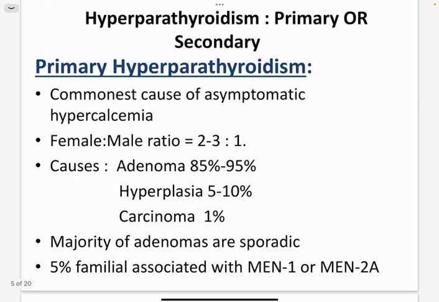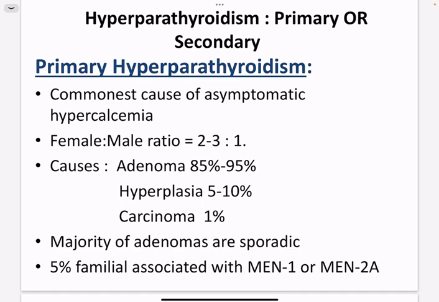رح نحكي عنهم in details. The second most common is hyperplasia, 5 to 10% of cases, and carcinoma زي ما حكينا is a very rare cause. Accounts only for about 1%. The majority of adenomas are sporadic, but it could be part of the MEN syndrome. إذا بتتذكروا حكينا عن المن ورح نحكي عنهم بآخر lecture اللي هم multiple endocrine neoplasia syndrome يكون في عندهم multiple tumors in different endocrine organs وفيها different combinations MEN 1, MEN 2A, MEN 2B. So 3 syndromes.